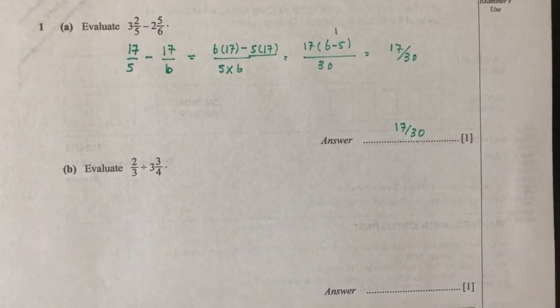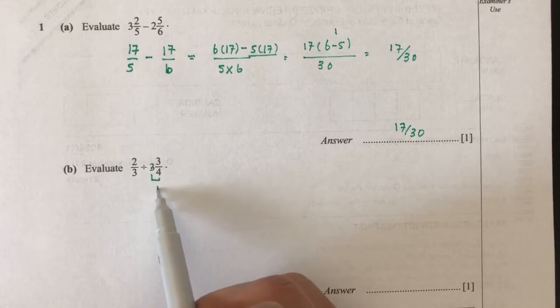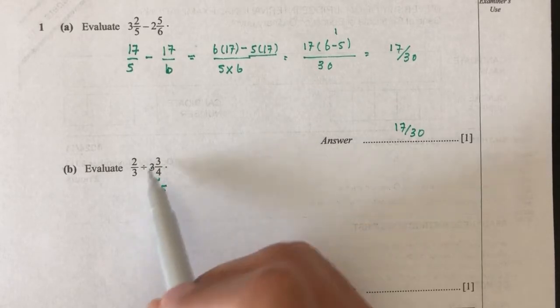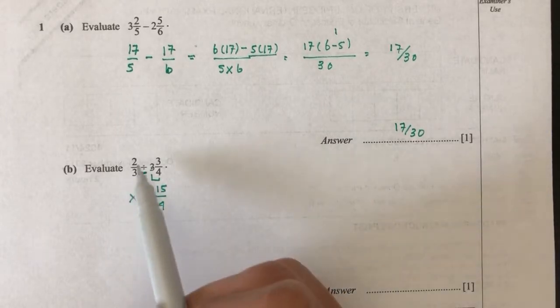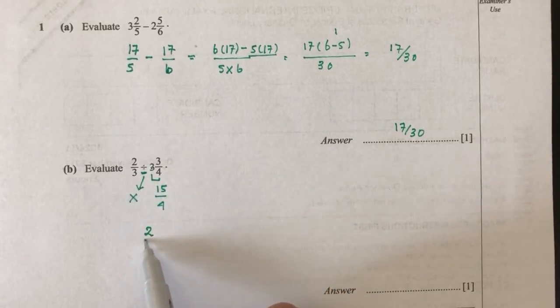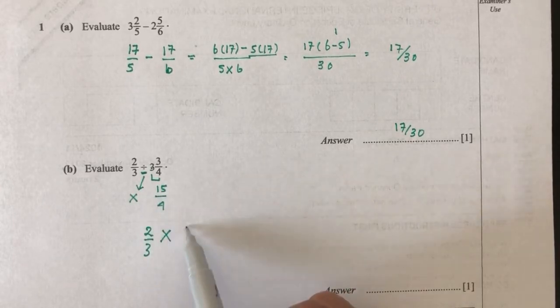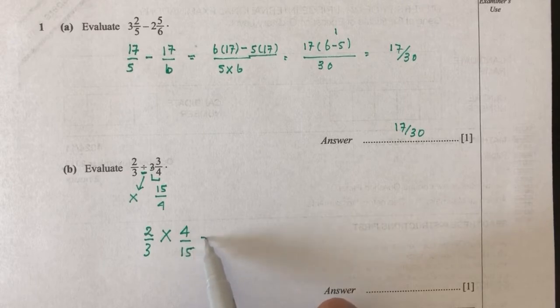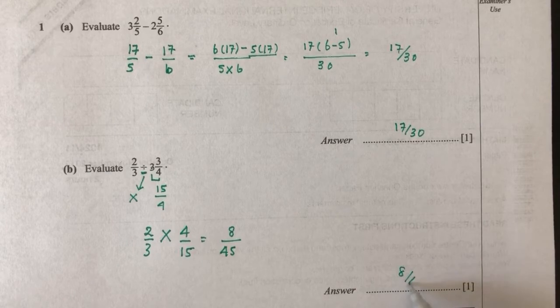Now moving on to part B. Same thing here: when you see a mixed number, expand. 3 times 4 is 12 plus 3 is 15, so this is 15 over 4. And when you see divide, you have to convert it to multiply. How do you do this? The first one remains the same, so 2 over 3. Then divide becomes multiply, and this one becomes upside down. Now we can just multiply. 2 times 4 is 8, 3 times 15 is 45. So your answer is 8 over 45.